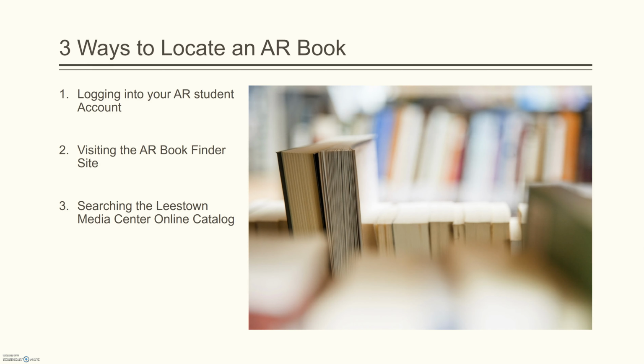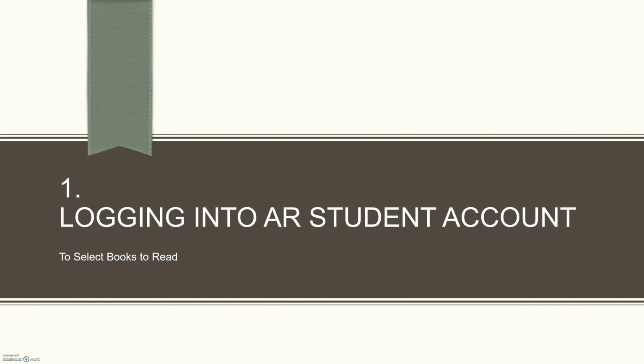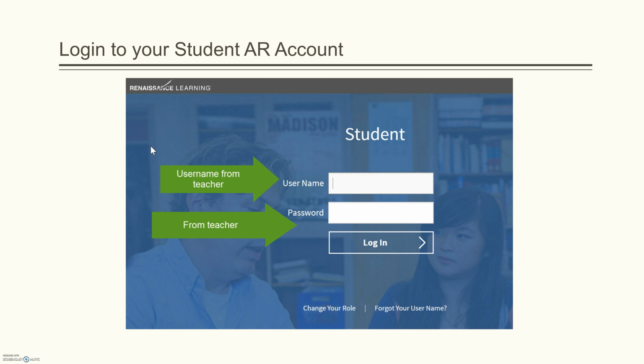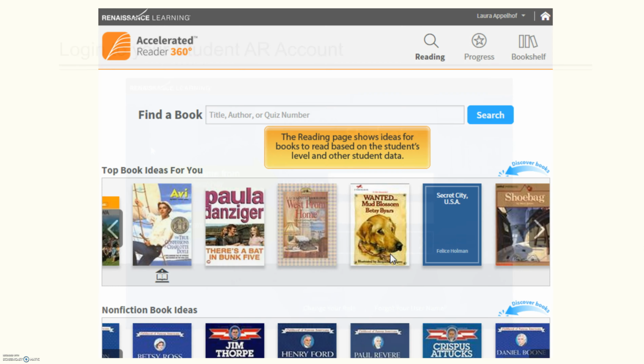If you're wanting to look for an AR book using the AR student account, you can go to the Leestown homepage, Media Center, and then the AR student login. There you'll type in your username that your teacher gave you and your password that was given to you. Once you open it up, you will find that the AR has suggested books for you to read. You can also search using title, author, or the quiz number that I'm getting ready to show you in just a little bit how to find.